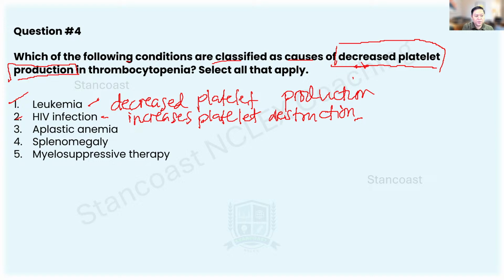What about number 3? Aplastic anemia. What did I say about the aplastic anemia earlier? Remember about the result in the bone marrow activity? Remember that there is suppression of the production of the platelets. So this will also decrease the platelet production.